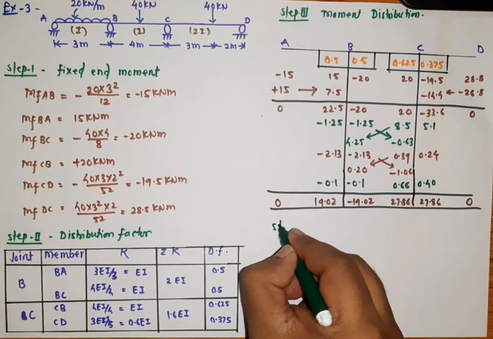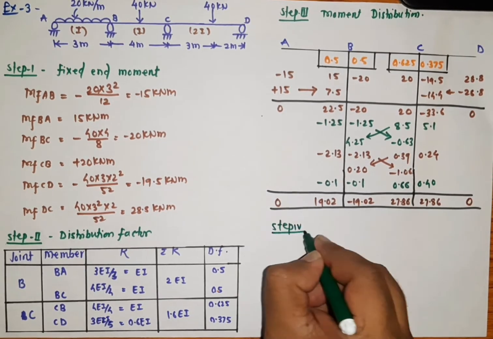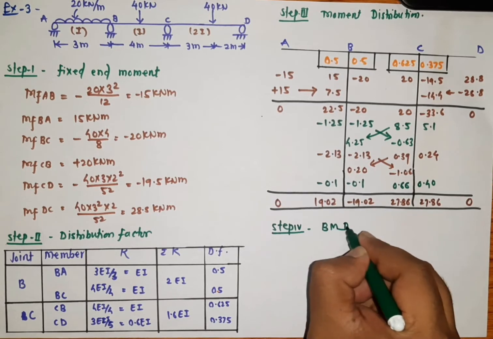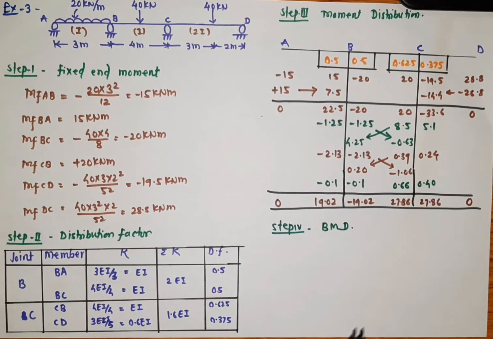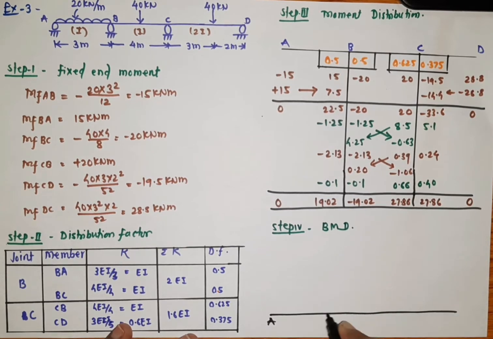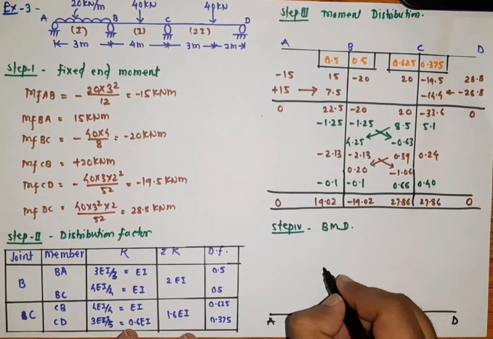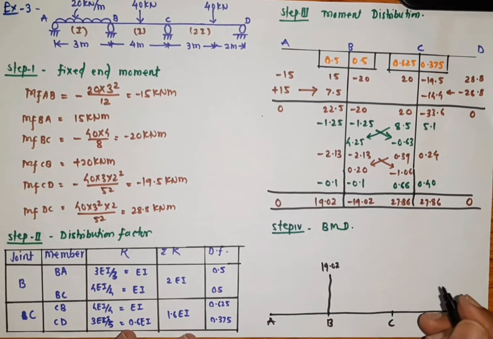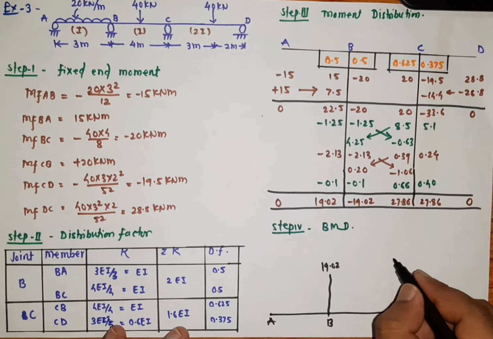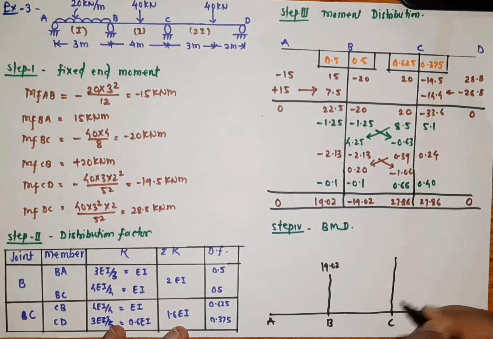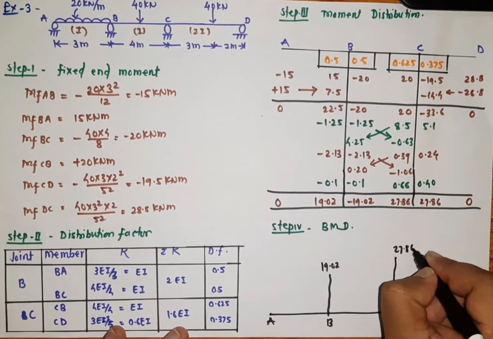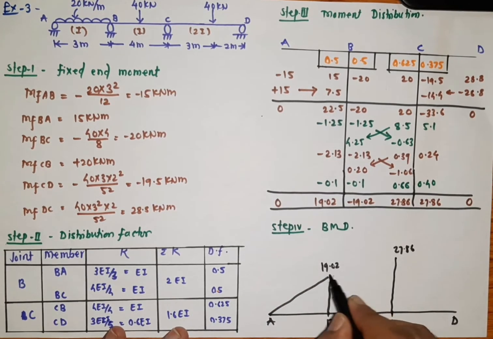Our last step, that is step number 4, is nothing but the bending moment diagram. Whenever we want to draw a bending moment diagram, what do we have to do? We have to draw the beam as it is. This is our point A, this is our point B, this is our point C, this is our point D. At A it is 0, but at B it is something as 19.02. Always we have to draw up, because either you consider plus or minus. It will be minus, it will be plus, I think 27.86. Now we have to join these lines.